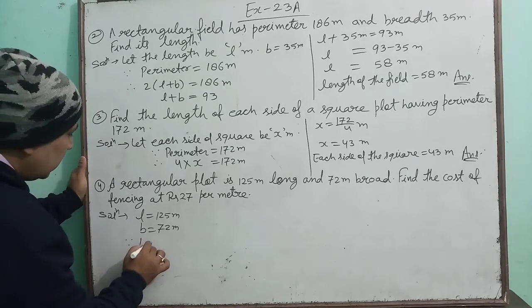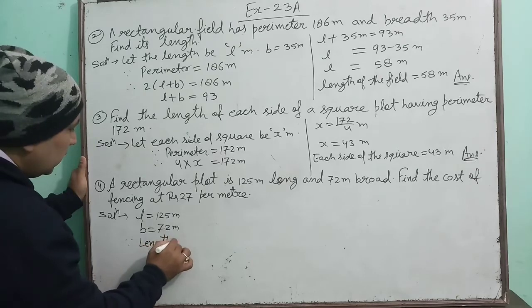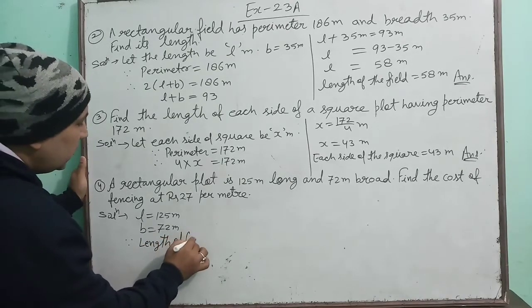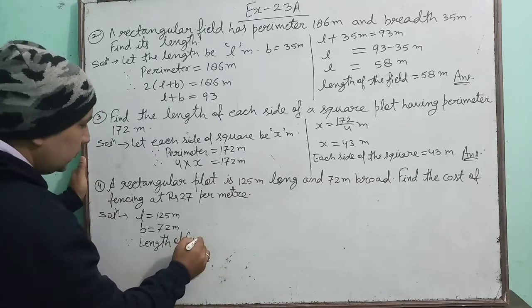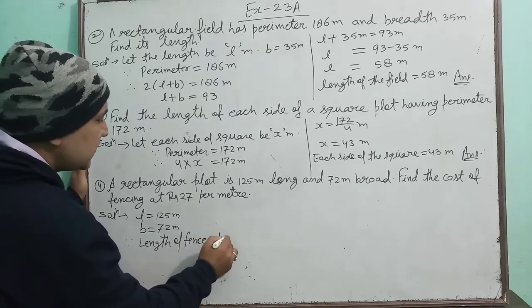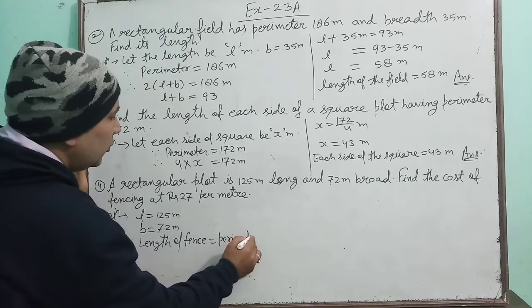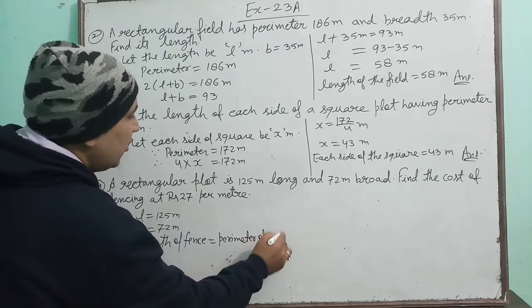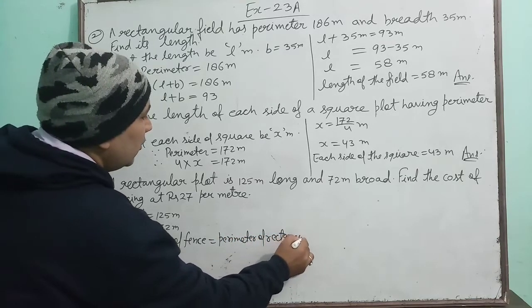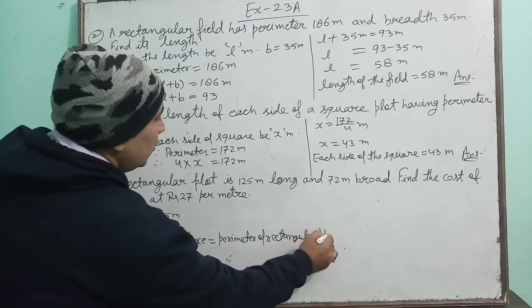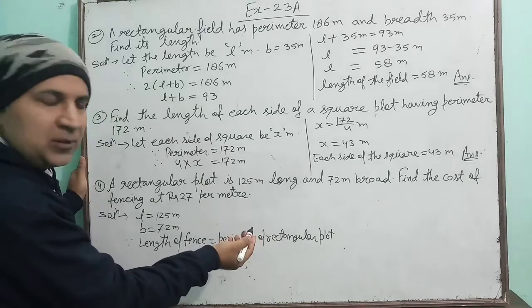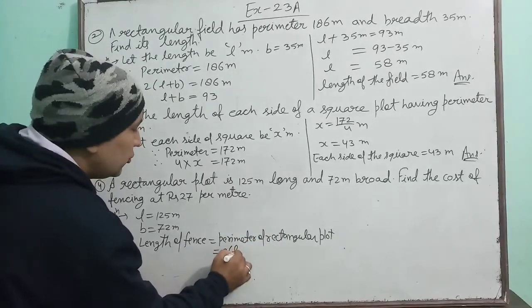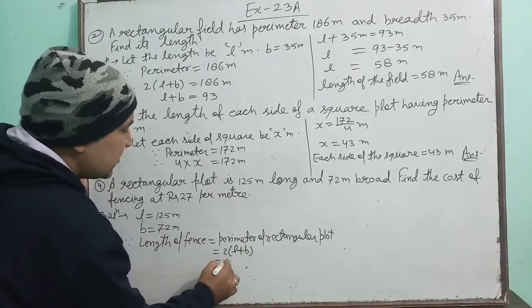Since length of fence is equal to perimeter of rectangular plot, and we know the formula for rectangle perimeter, 2 into length plus breadth.